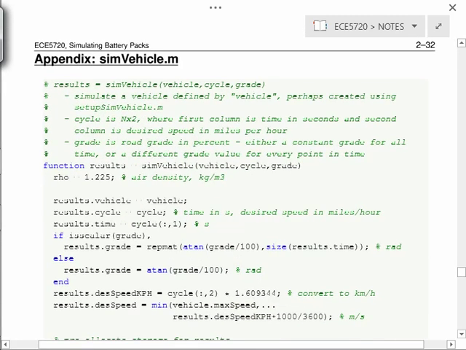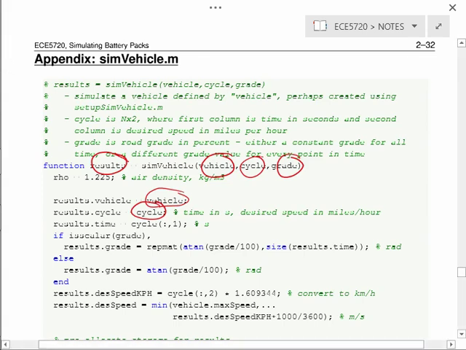Here is the code that actually does the vehicle simulation. We give it the vehicle data structure that we just set up, we give it the profile of speed versus time, and we give it the grade, and it gives us as output results. Some of these things are just pass-through results. So the results.vehicle is set to the vehicle, so I can just save results to a data file, and a year from now when I load that data file I can remember how the vehicle was set up and remember what drive cycle I implemented and so forth.